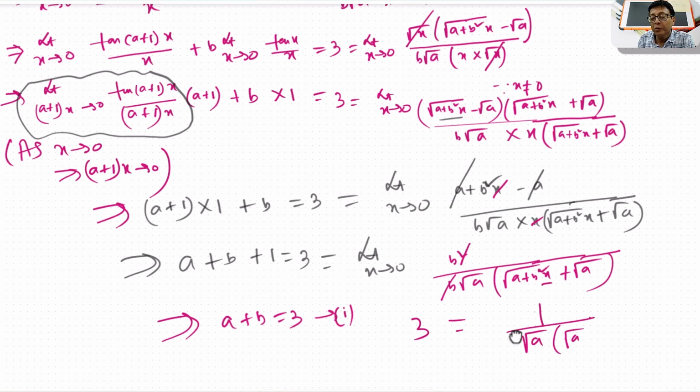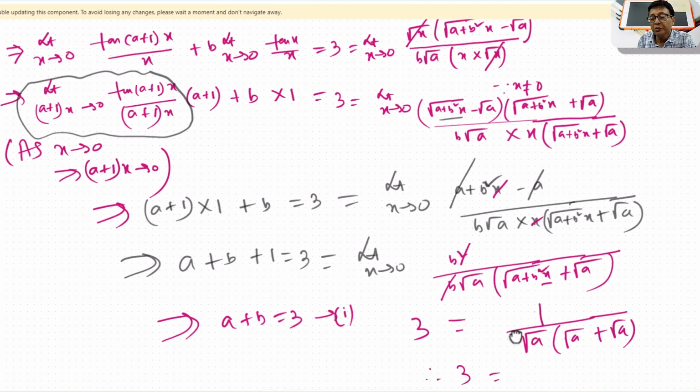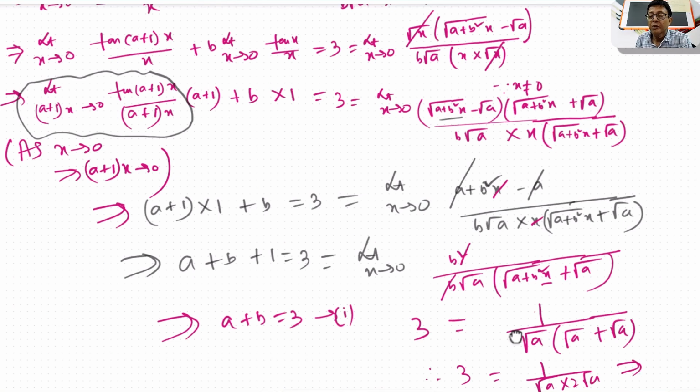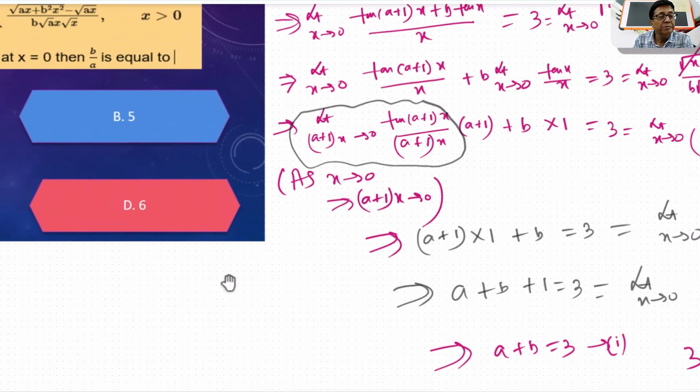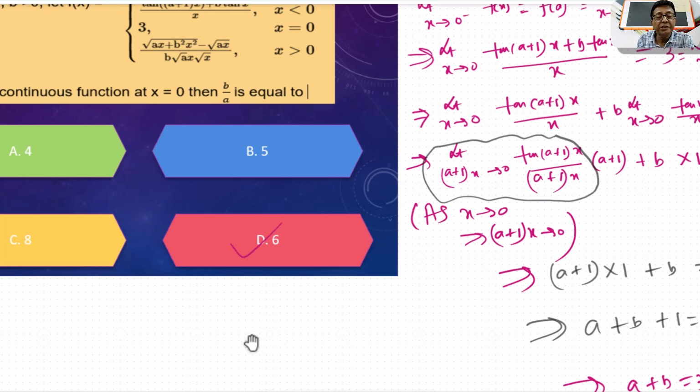x equal to 0, if you put, only root a is left over there. So 3 equal to 1 by root a to root a. Okay, and this b is lost in the previous step, so bring it back. So b by 2a equal to 3. This implies that b by a equal to 6. Hope you have understood. So option D is going to be the correct one. b by a is equal to 6.